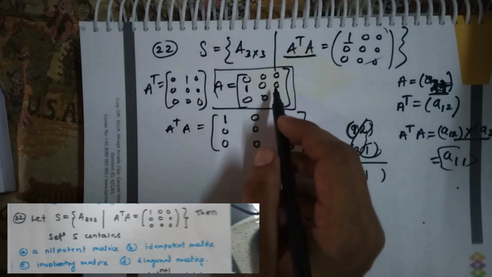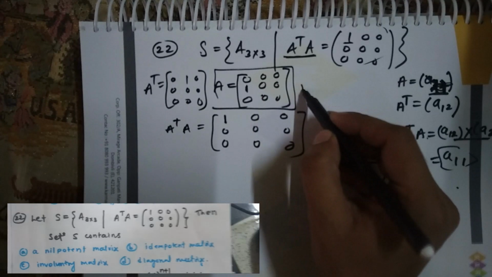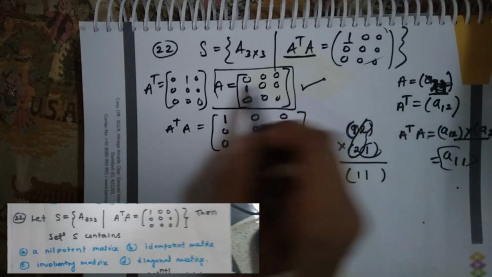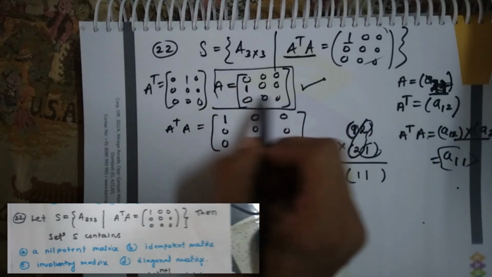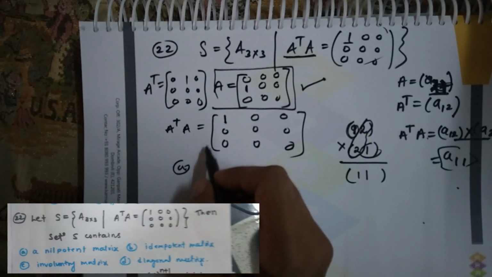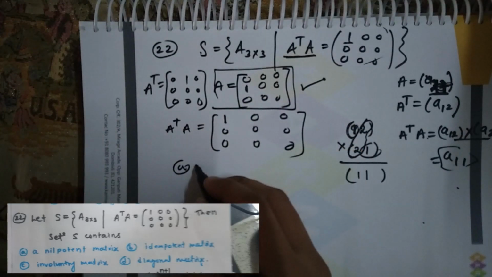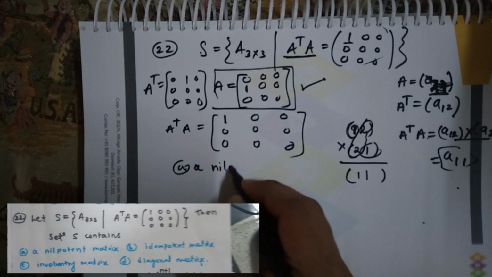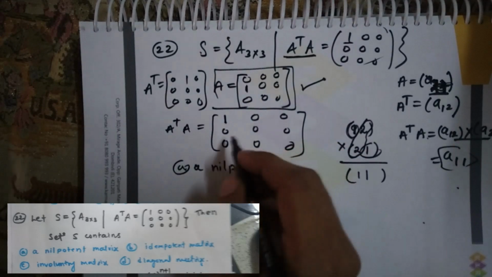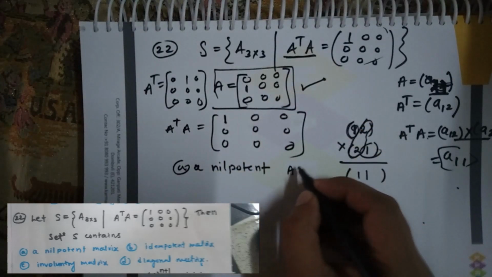Now let's look at the options. Is this matrix nilpotent? Obviously yes. A matrix is said to be nilpotent if all its eigenvalues are 0. So this is the nilpotent matrix. Can this matrix be idempotent? No. Can this be involutory? No. Diagonal? No. So option A is the only correct one. A is a nilpotent matrix, because this matrix is nilpotent. You can actually try, and you will get A square is equal to 0.